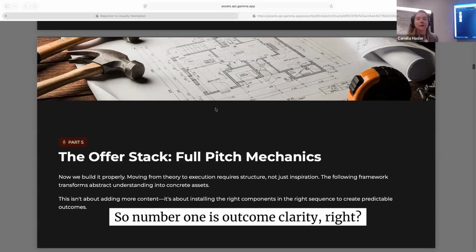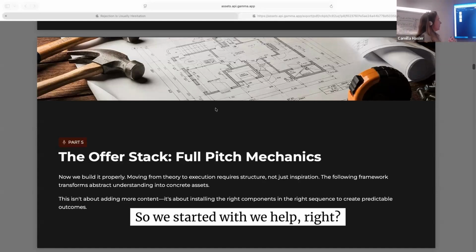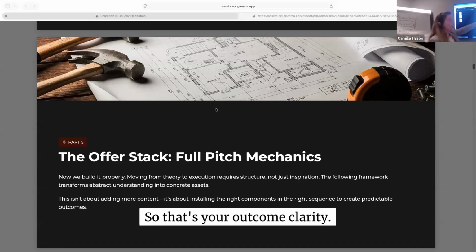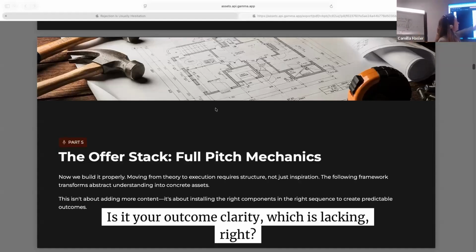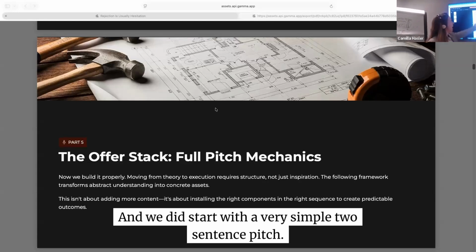So number one is outcome clarity, right? So we started with "we help," right? So that's your outcome clarity. Is it in your pitch today? Is it your outcome clarity which is lacking, right? And we did start with a very simple 2-sentence pitch.